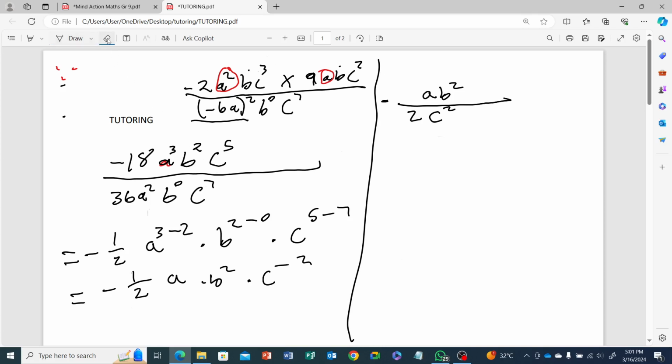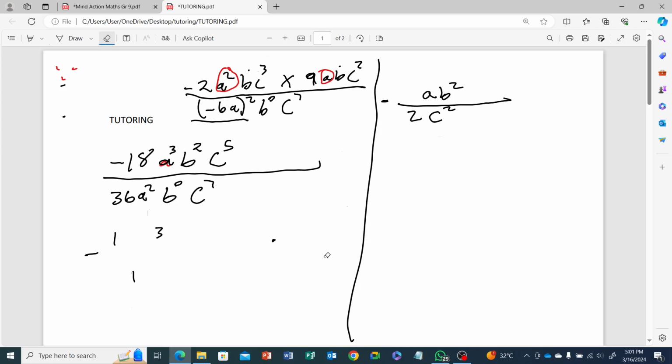Okay, guys. I guess now you are growing in the topic of exponents. So I'm going to move up a little bit and introduce a new concept.